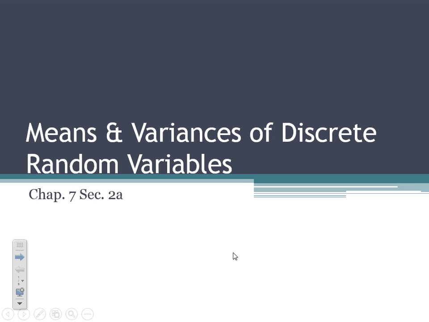If you think back to the first video that covered Chapter 7, we talked about discrete and continuous random variables. What we're focused on here are the discrete random variables, the probability distributions of which are represented by a table. We're going to talk about how to find the mean, the variance, and ultimately the standard deviation. So we're going to start to mix in some statistics with our probability work here. Let's jump right into it.